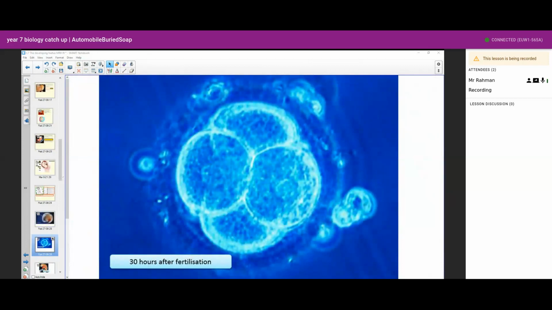So 30 hours after fertilization happens, okay, the fertilized egg cell then, as we mentioned before, begins dividing and turns into a ball of cells. Okay, this is known as the zygote, as we mentioned before.